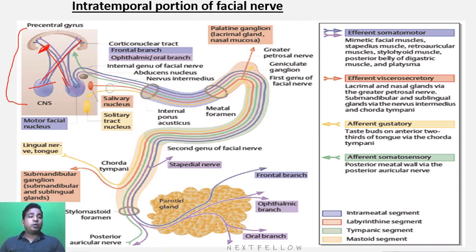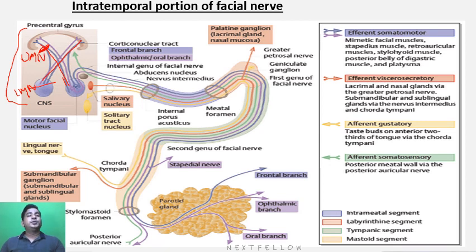Okay, do you get what I mean by upper motor neuron lesion and lower motor neuron lesion? Suppose this is my LMN and the lesion is upper, then that is known as UMN, upper motor neuron.